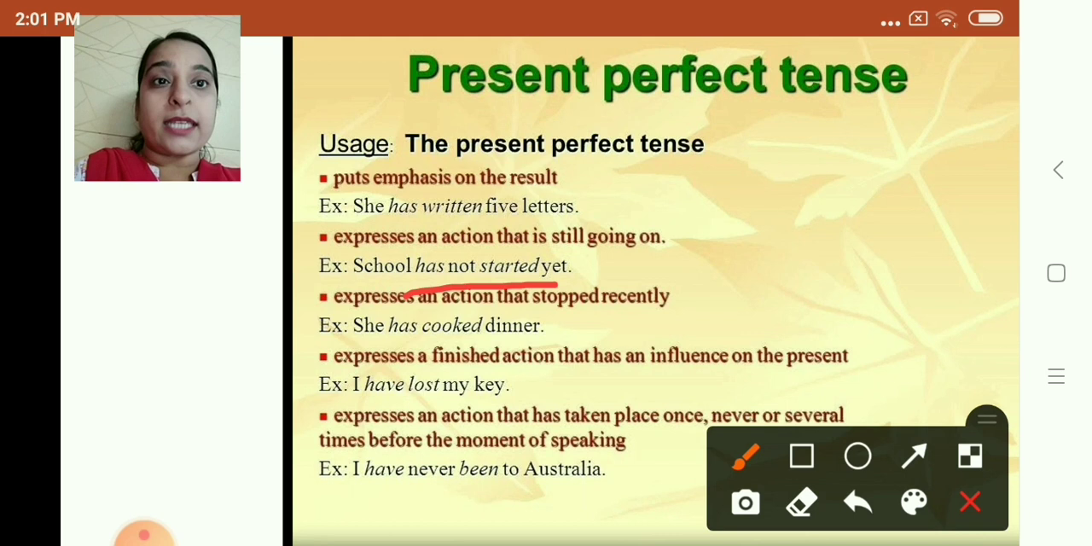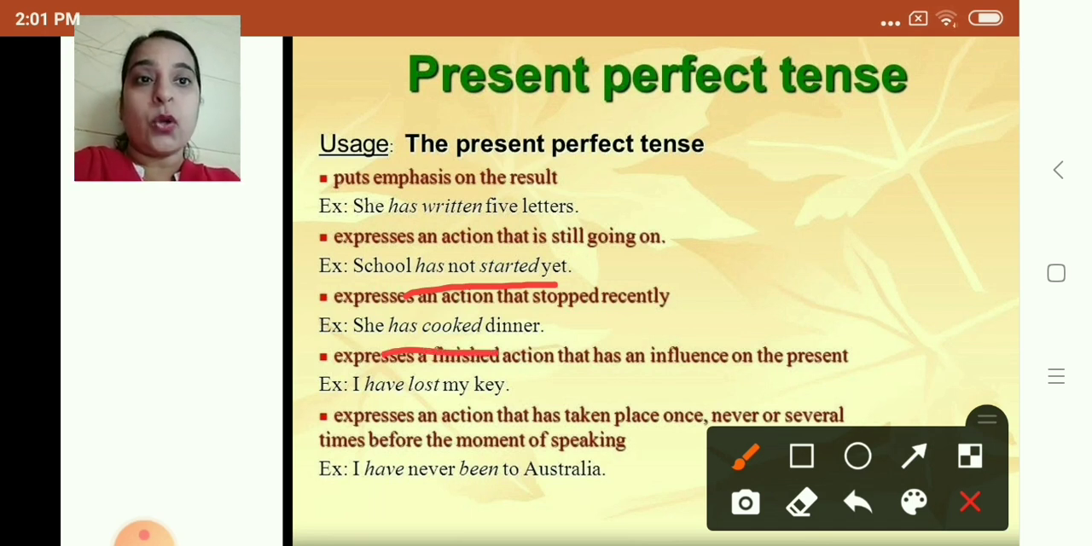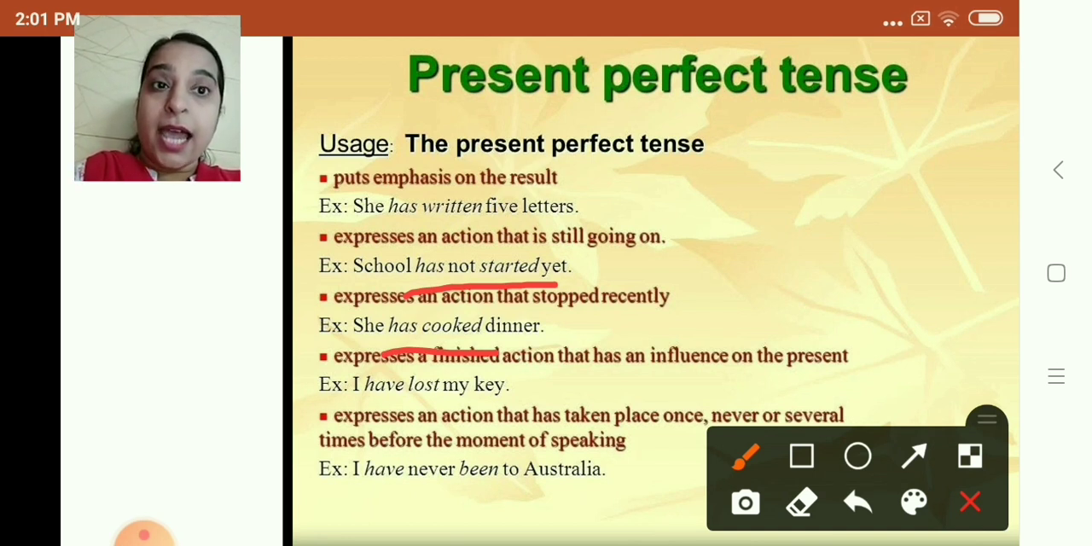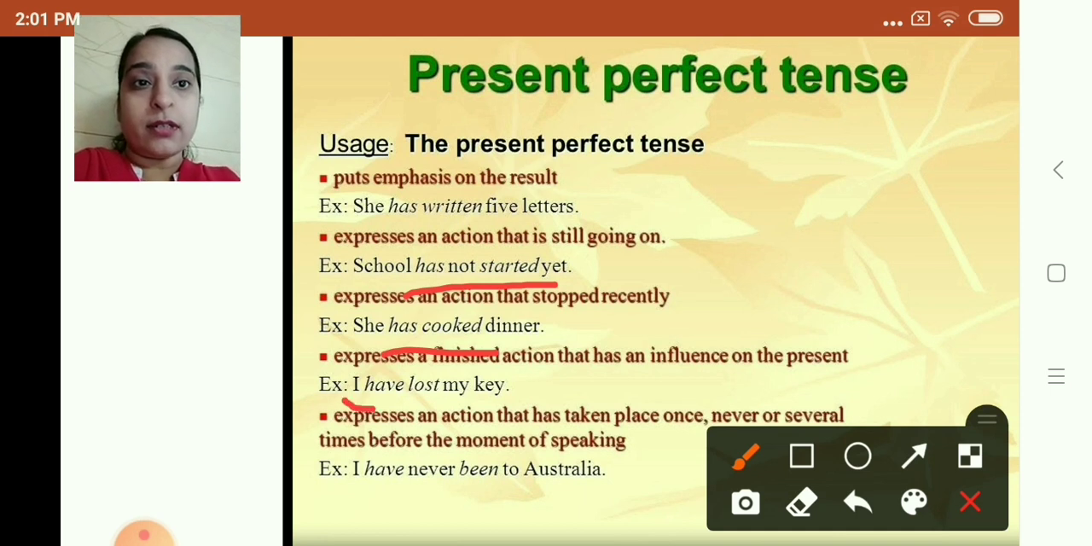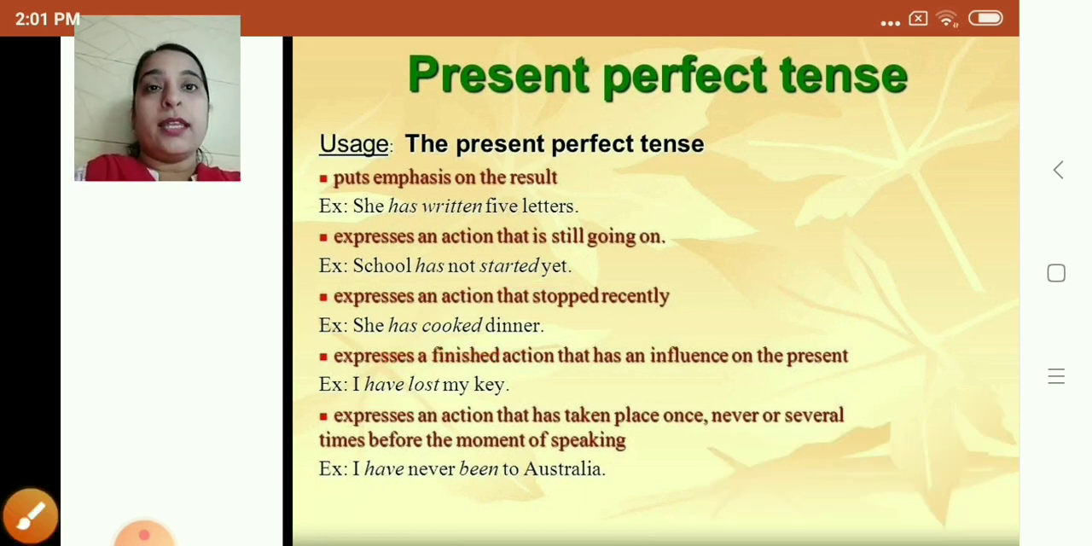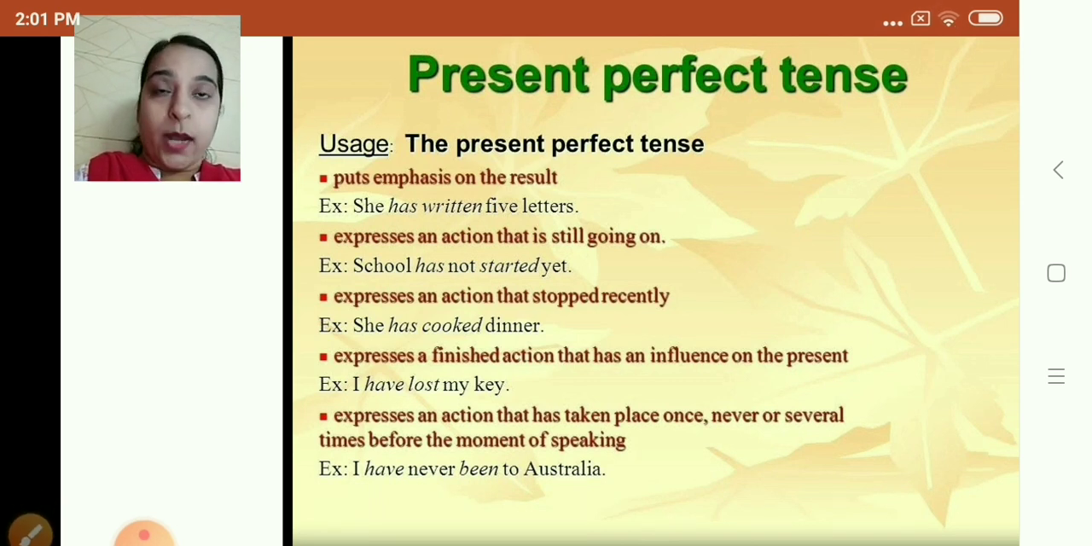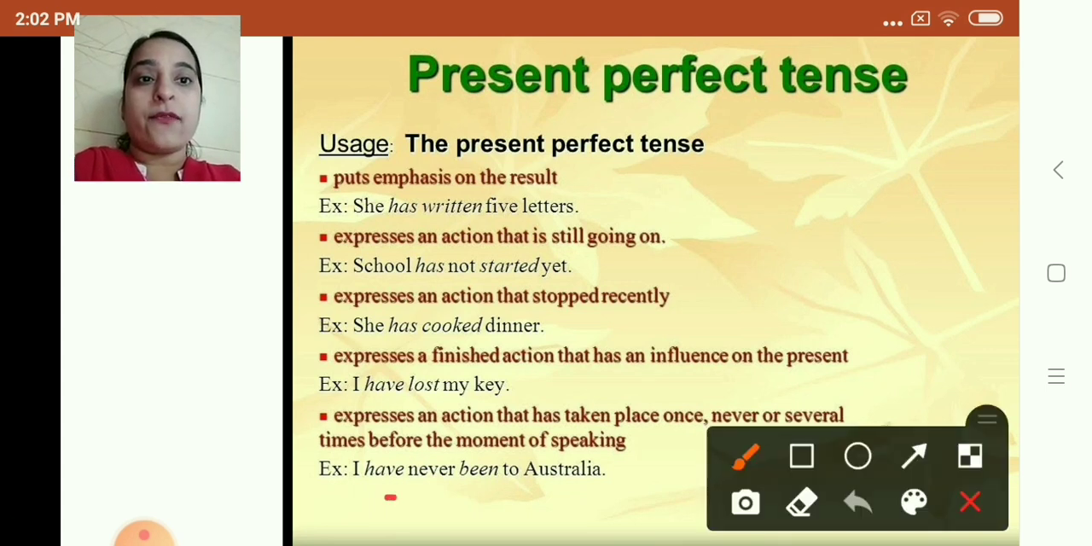It expresses an action that stopped recently, that is, just now it is completed. She has cooked dinner. So children, has cooked. It expresses an action that has an influence on the present. I have lost my key. So here, have lost. Then present perfect tense expresses an action that has taken place once, never or several times before the moment of speaking. I have never been to Australia. So I have never been.